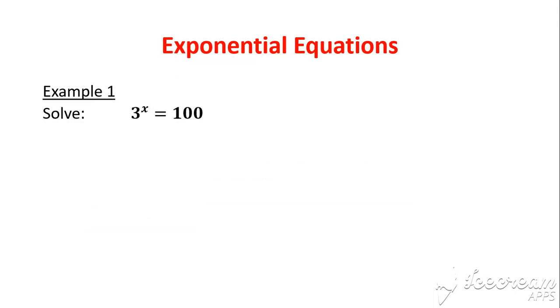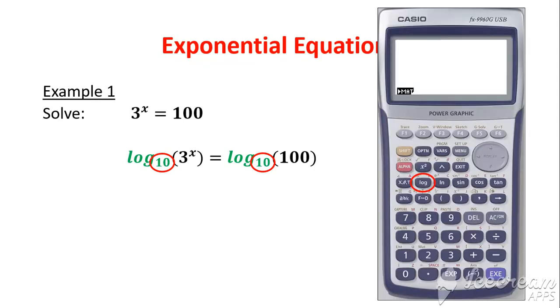So let's get straight into example 1 and solve 3 to the power of x is equal to 100. All we're going to do is take the log of both sides. We're using log in base 10. Now, in equations, whatever we do to one side, we must do to the other. So I can take the log of one side and take the log of the other. Now, why are we using base 10? Because our calculator has a log button that's set up in base 10.